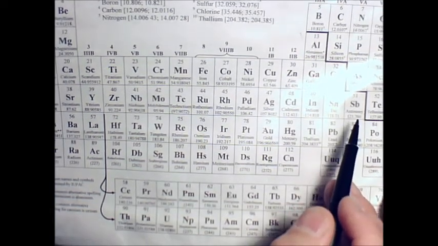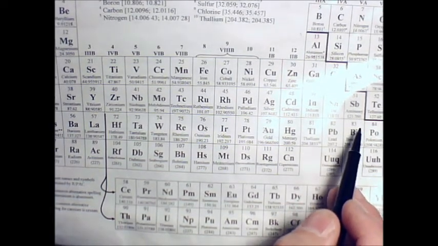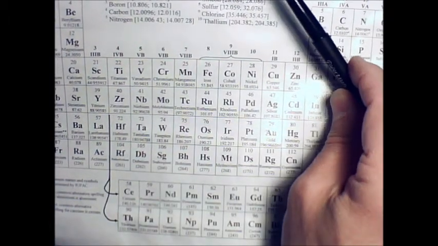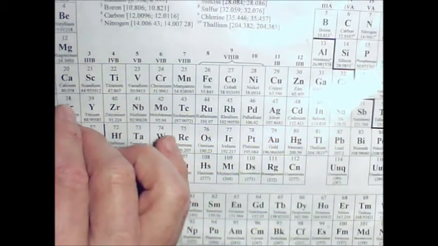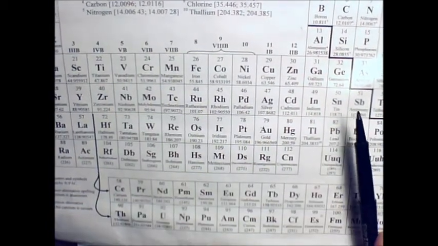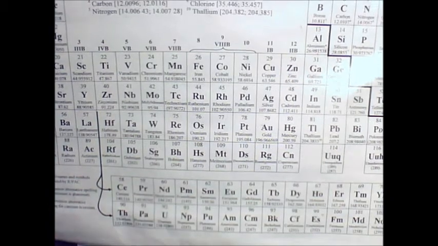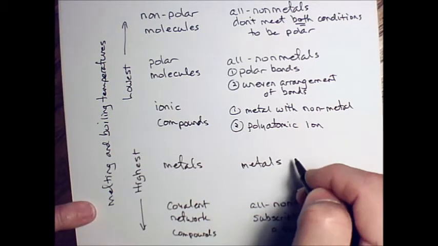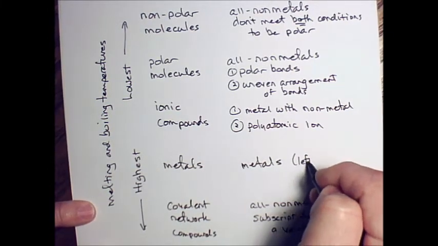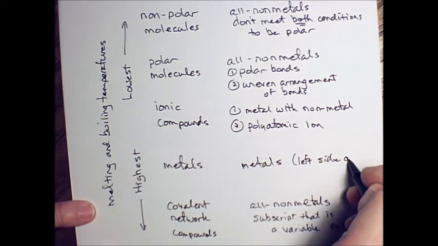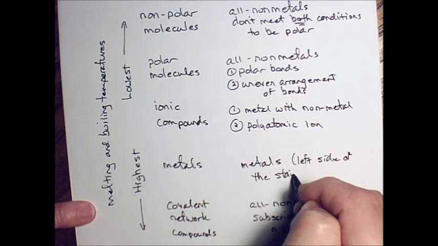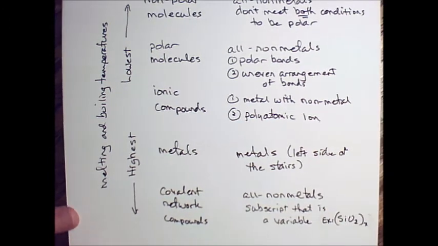If it's an element symbol, and it's somewhere on this side of that dark stair step on the periodic table, if it's somewhere over here, that's a metal. Left side's metals. Okay? All right. So it's on the left side of the stairs. We can put it that way. Okay?